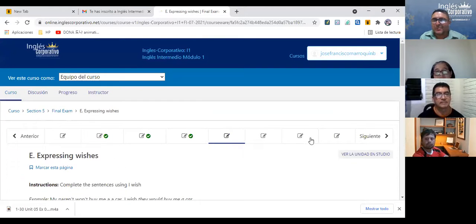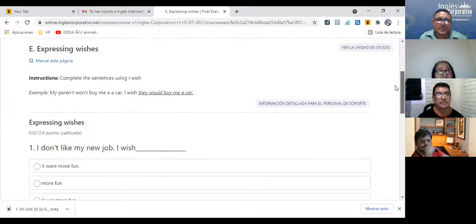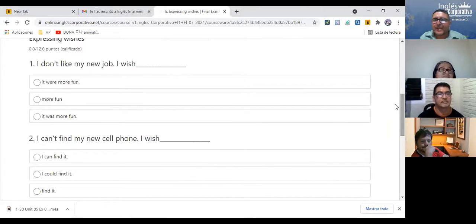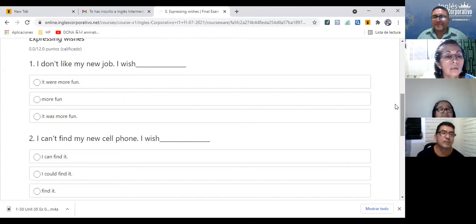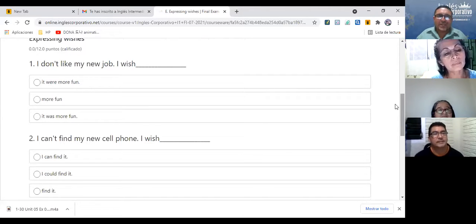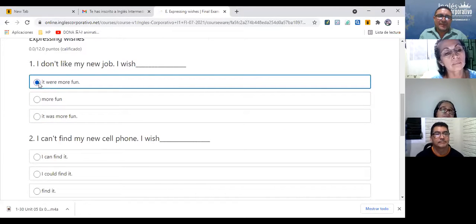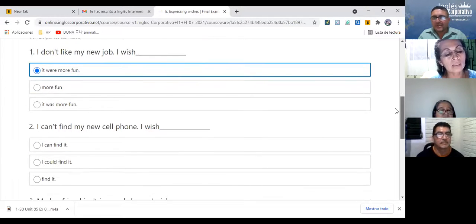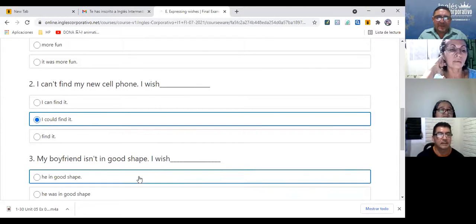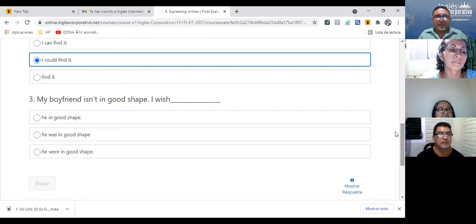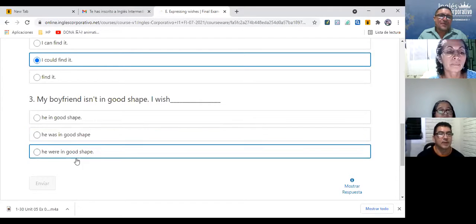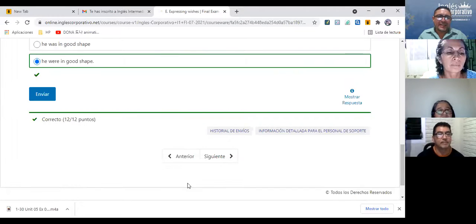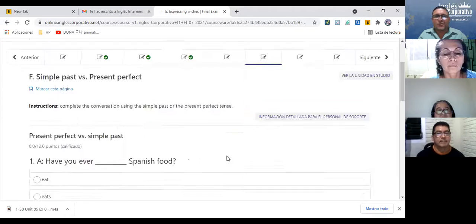And then expressing wishes. What is the structure that we use when we express wishes? Past. I don't like my new job. I wish it were more fun. I can't find my new cell phone. I wish I could find it. Number three, my boyfriend isn't in good shape. I wish he were in good shape. Exactly. Yes. So the answers, 12 out of 12.